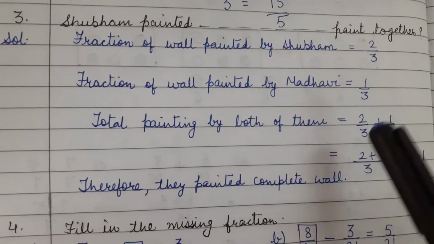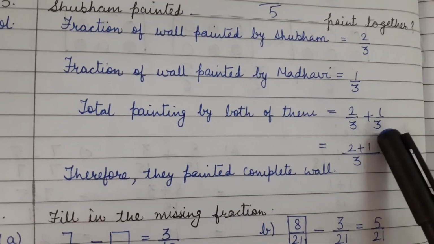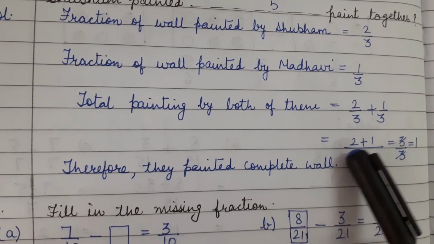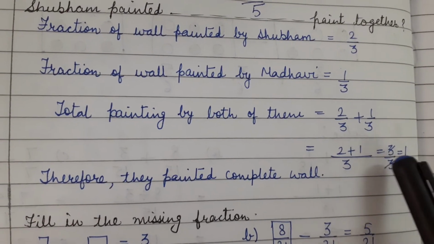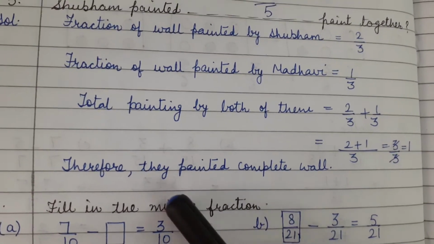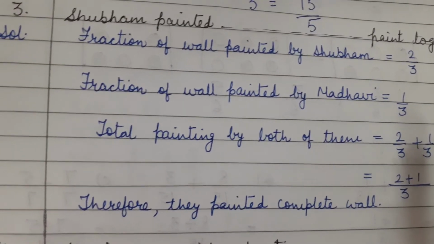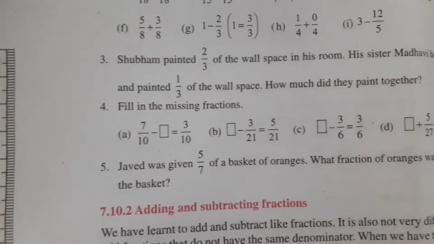अब कितना पेंट किया दोनों ने? 2 by 3 plus 1 by 3 we have to add, as these fractions are like again. First of all, add the numerators 2 plus 1 and write the denominator as it is, which is common, that is 3. So 3 by 3, and on reducing I'll get 1. So therefore they painted the complete wall. Answer is this.